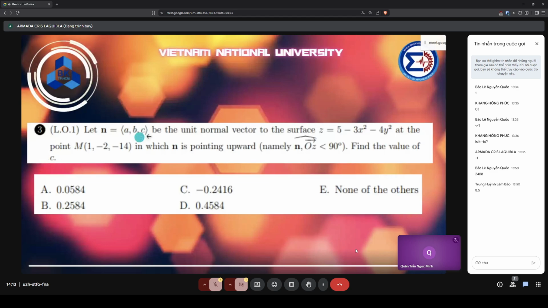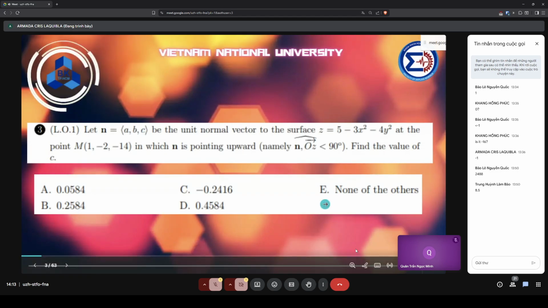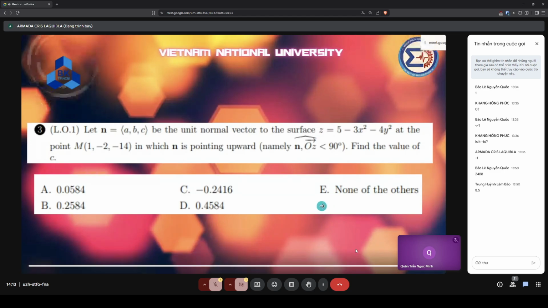Your c is found here. This is the last coordinate here. It's okay, coordinate, right? So A, B, C. Find only the C value. Okay. So we solve that.